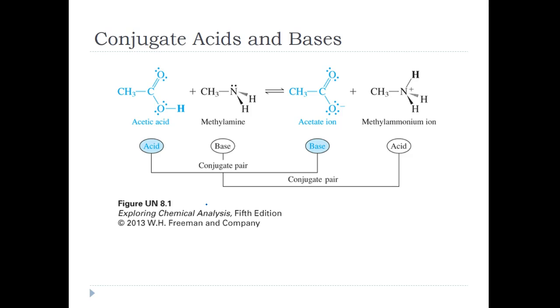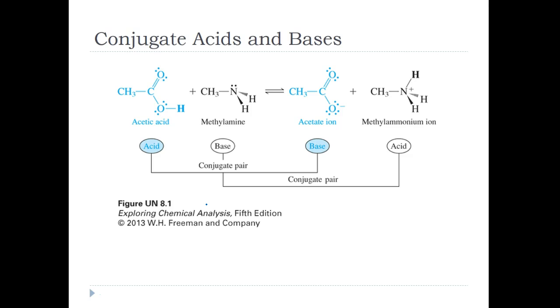Once it donates its proton, what is left, the acetate ion, it then has space to accept a hydrogen. It's got an extra lone pair there. It's a -1 charge. It has a place to pick up an H+. So those are conjugate acids and bases. Acetic acid is the acid, and its conjugate base is the acetate ion. The only difference between them is the acid has 1 more proton than the base does.